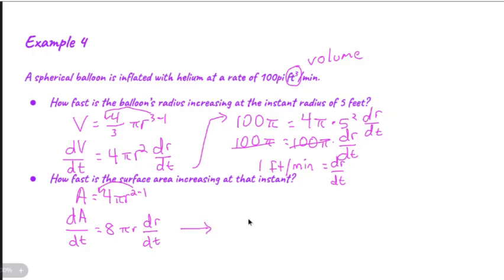So dA/dt, 8 times 5 would be 40, times 1 would still be 40. So 40 pi, we're in area now, feet squared per minute. So this is effectively saying at the moment our volume is increasing 100 pi cubic feet per minute, our area is changing at a rate of 40 pi feet squared per minute. I won't write that out, but that's how you would describe that.